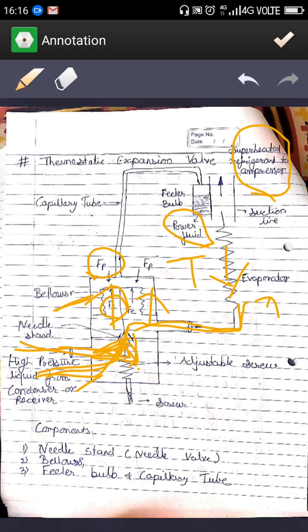Again, after some time, the vapors coming out of the evaporator become superheated again. Its temperature increases beyond the limit. Then this temperature is again sensed by the power fluid. As the temperature increases, the pressure increases, then the force also increases. This F of P again becomes greater, forcing the bellows to go down, which opens the valve, and the cycle continues here. Hope you understand today's topic.